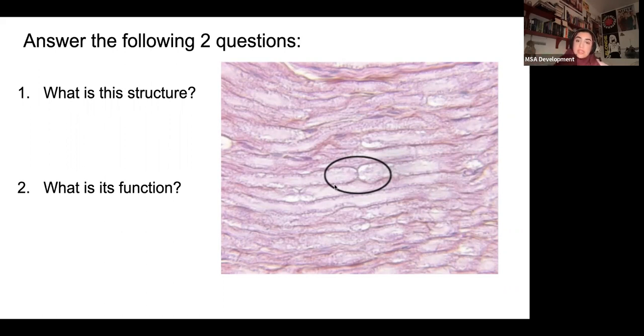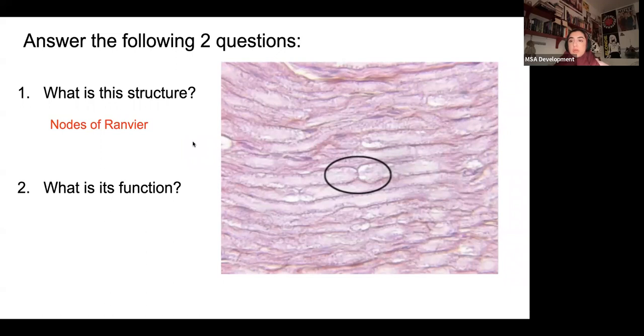And over here, we can see that break because it's not continuous, for example, like it is under here, until it also stops over there and it continues on. Over here, we see the break. So that break is known as a node of Ranvier, or multiple nodes of Ranvier, okay?